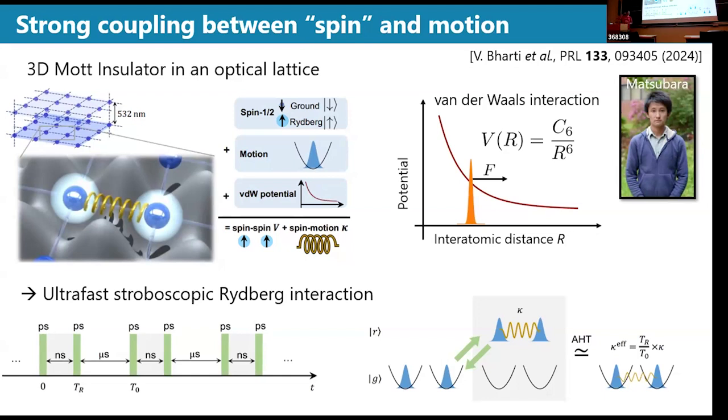And if you repeat, then it's kind of reciprocal engineering. In the end, effectively, you can make a tunable strength of the spin motion coupling, or say long range interaction, between two ground atoms. And this is what we propose. And we believe that we can explore a little bit new direction of many-body physics using this stroboscopic Rydberg interaction.